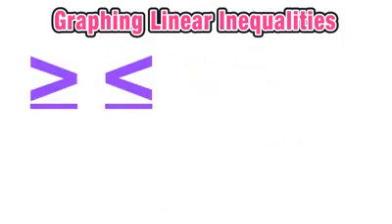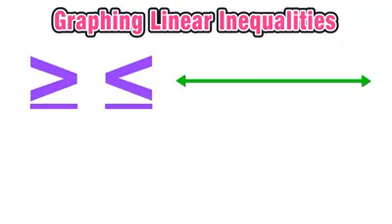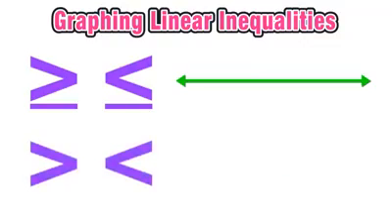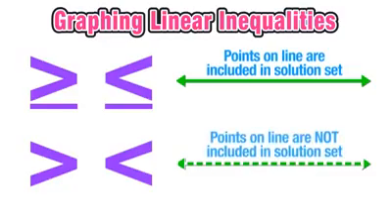So when graphing these linear inequalities, the greater than or equal to or less than or equal to symbols have a solid line where the points on the line are included in the solution, and the greater than or less than symbols have a dashed line where the points on the line are not included in the solution.